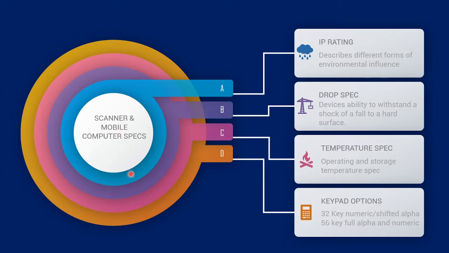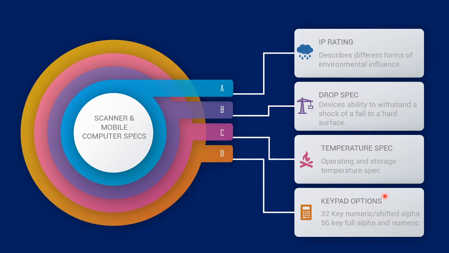The next thing you want to look at is the temperature spec. The temperature spec refers to the operating and storage temperature of the device. Some devices can withstand working in extremely hot environments, and other devices can withstand extremely cold environments. On a data sheet, it would have a temperature spec in degrees Celsius.